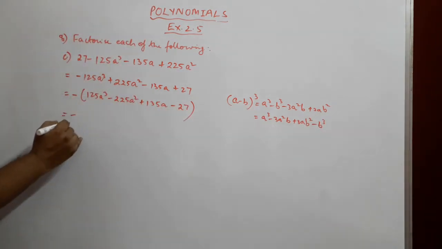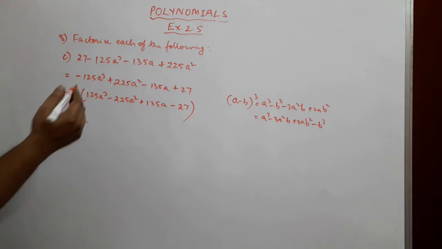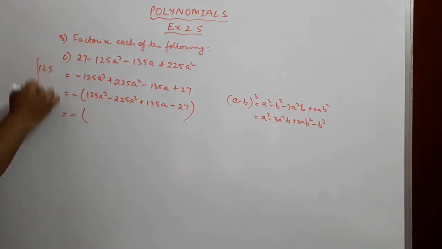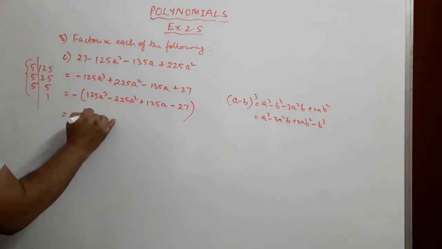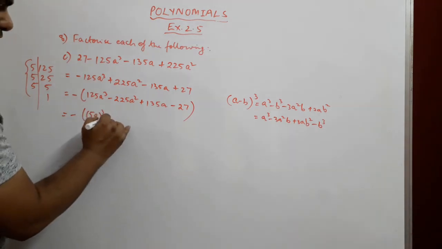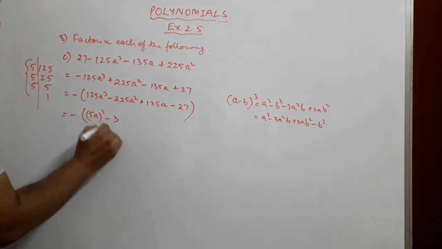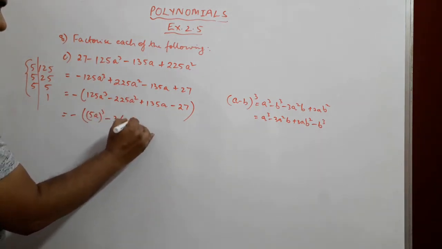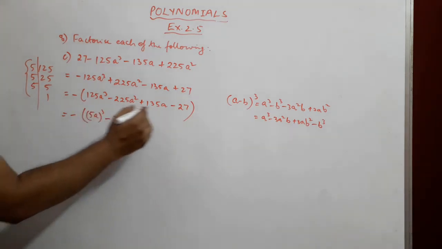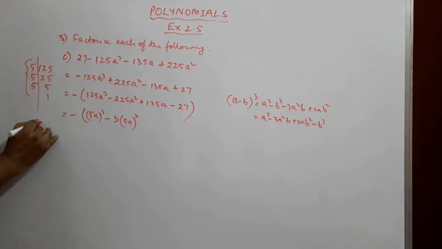So we'll take the minus sign common. 125 whole cube. If you do not know, you can factorize 125: 5 twos are 10, 5 fives are 25, 5 fives are 25 again, and the 5. So 5 cube. So 5 into a whole cube. 125a cube can be written as 5a whole cube minus, this will be 3a square b. So 3 into a, which is 5a square, and b is what? b will be 3, because 27, you can do it over here.